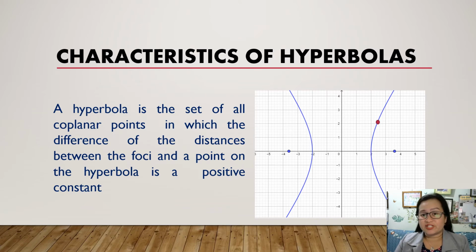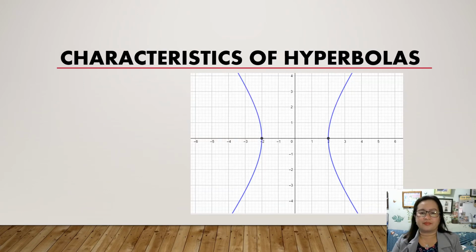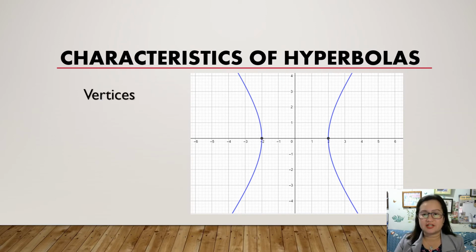Now what if we consider a point on the upper right and get the difference of its distances from the two foci? The result is a positive constant that is equivalent to A. You might be wondering what this A represents here. You will discover as we discuss further the characteristics of hyperbolas. We call the turning points on the hyperbola vertices. These set of points are the closest points among the points on the hyperbola.